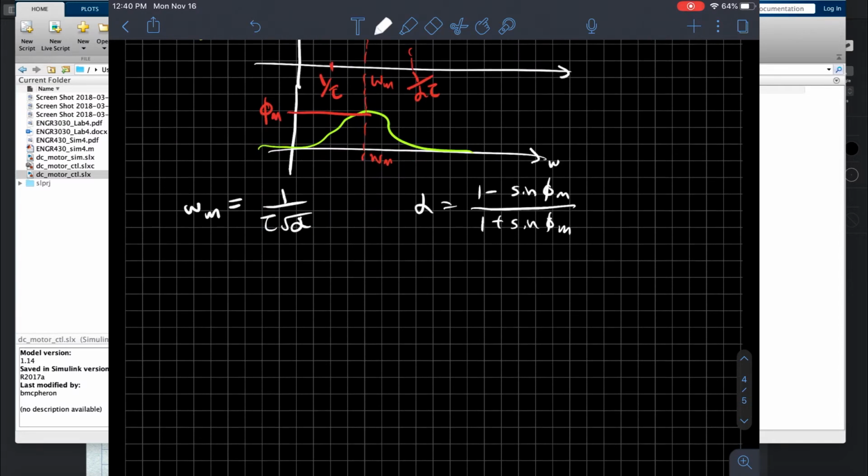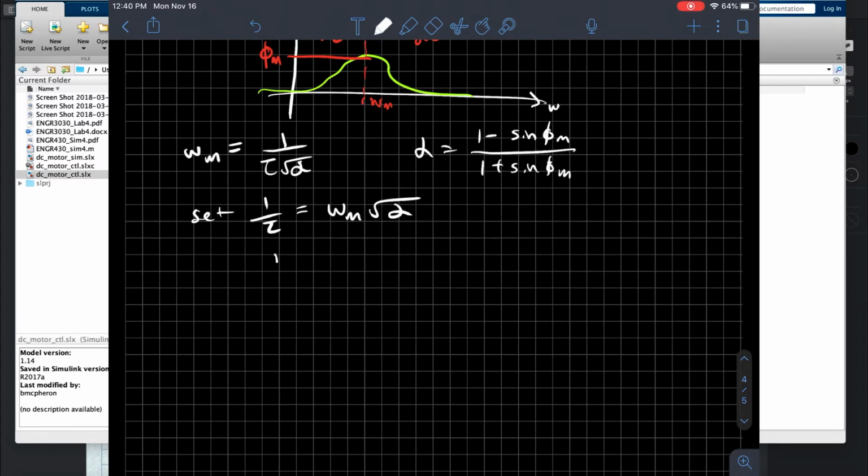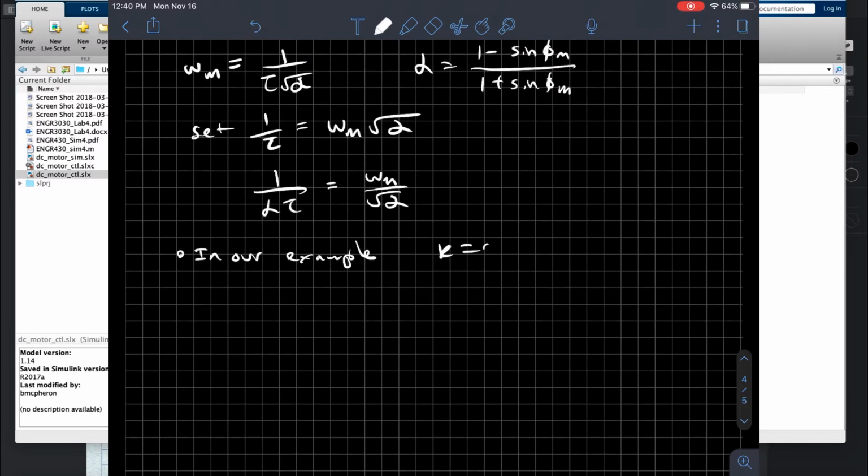And so what I'll choose to do is I'll choose to set 1 over tau equal to omega m square root of alpha, and 1 over alpha tau to be omega m over the square root of alpha. So in our example, k is 0.05, and from that Bode margin diagram, I found a value of the phase margin as 13.6 degrees, and it's at a specific frequency, 2.1 radians per second.